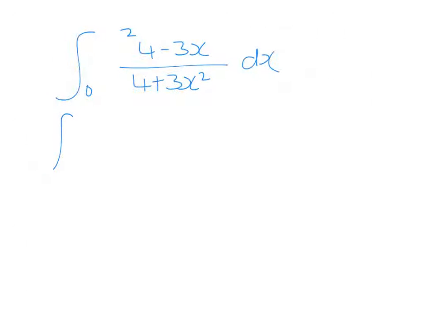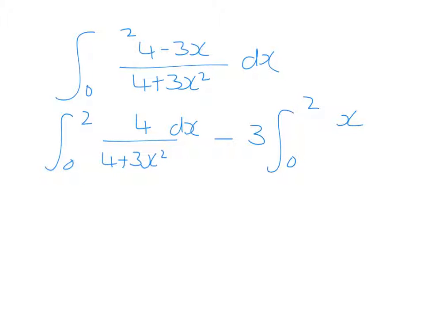If we split the fraction, we have the integral from 0 to 2 of 4 over 4 plus 3x squared, and I notice the denominator here means I can go and look at the formula booklet, minus 3 times the integral from 0 to 2 of x over 4 plus 3x squared. And what I see here is I have a function and almost its differential. If that was 6, then I could divide this by 6, and now on the bottom line I have a function, and on the top I have its differential.